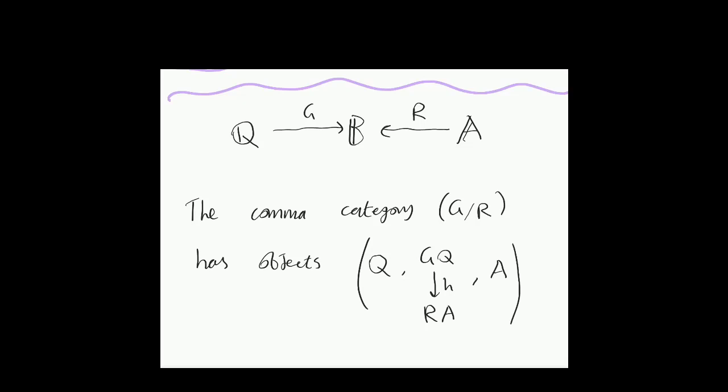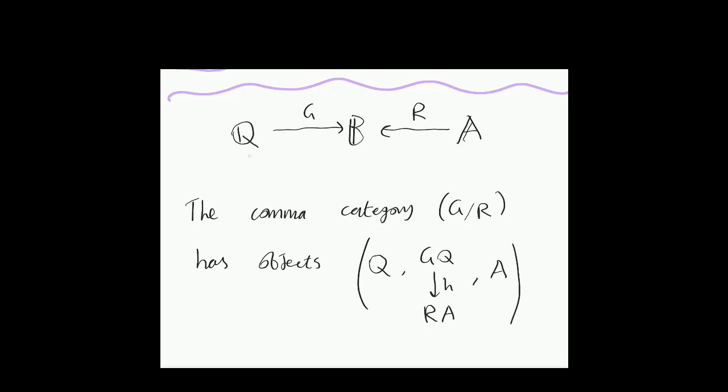So basically, comma categories are very general structures that can encode all sorts of things that we're interested in and give us a really easy way to think about universal morphisms. So, the definition of a comma category then, in general.